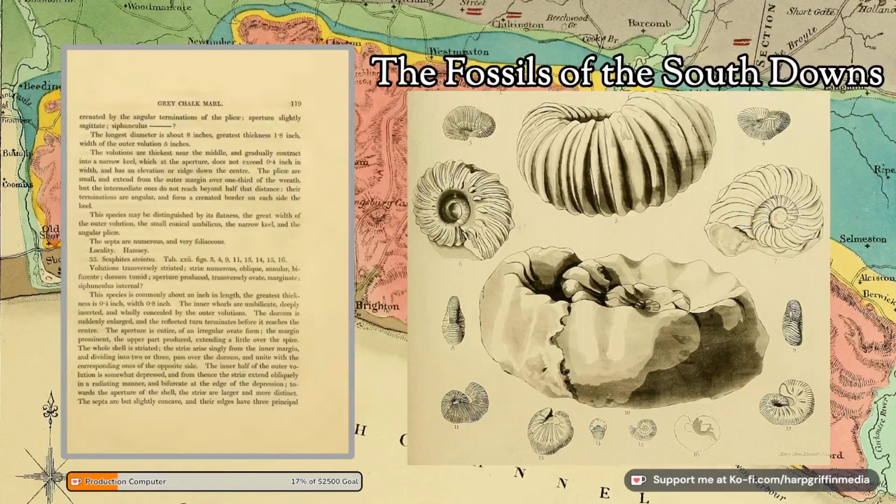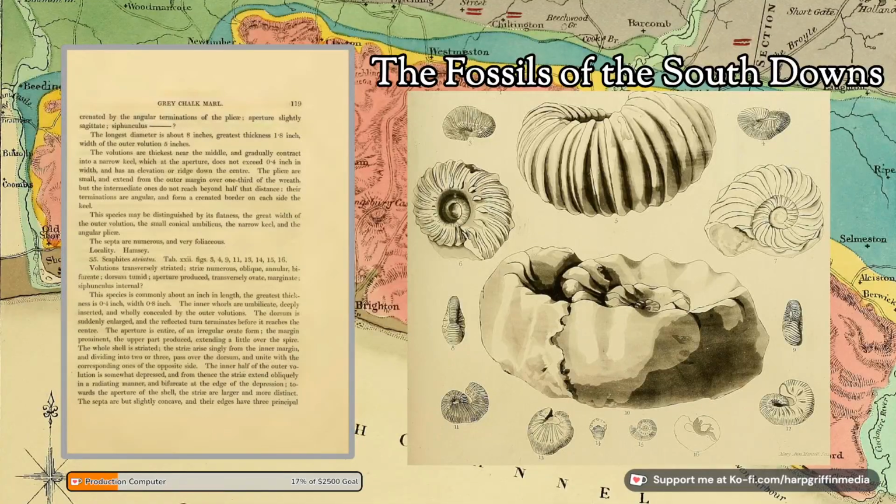35. Scaphites striatus. Tablet 22, figures 3, 4, 9, 11, 13, 14, 15, 16. Volutions transversely striated, striae numerous, oblique, annular, bifurcate. Dorsum tumid. Aperture produced, transversely ovate, marginate. Siphunculus internal. This species is commonly about an inch in length. The greatest thickness is 0.4 inch, width 0.8 inch.